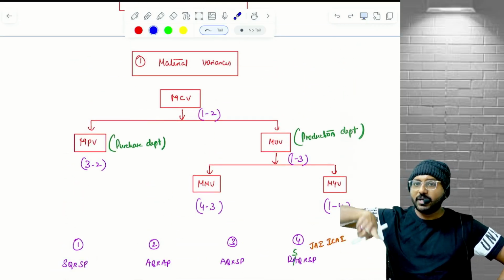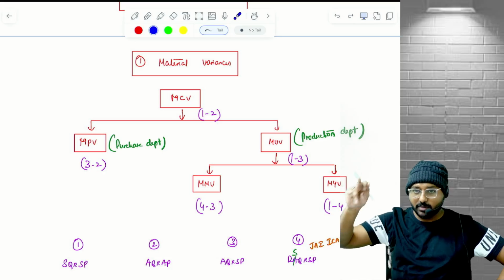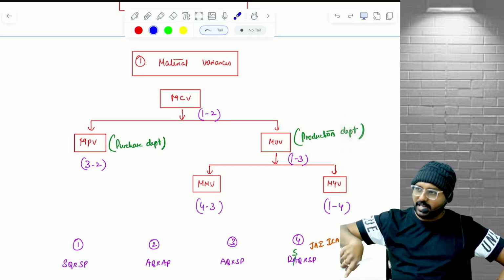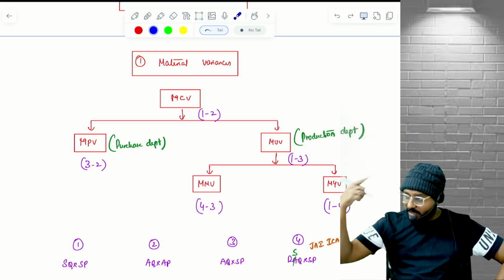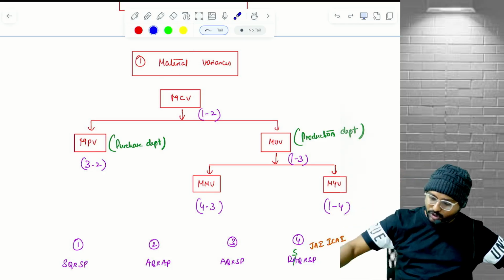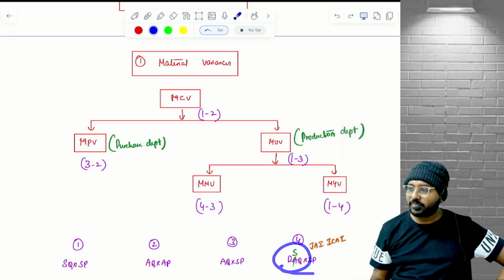Now tell me, what is SQ? Standard quantity of raw material required for actual output. In other words, raw material allowed. Only then it becomes standard cost. Remember. Next, what is SP? Standard price per unit of raw material. AQ: actual quantity purchased if it is price variance, actual quantity consumed if it is usage variance. Clear?